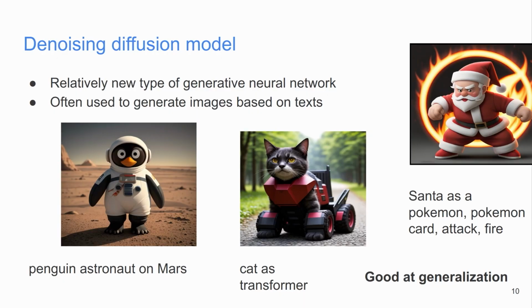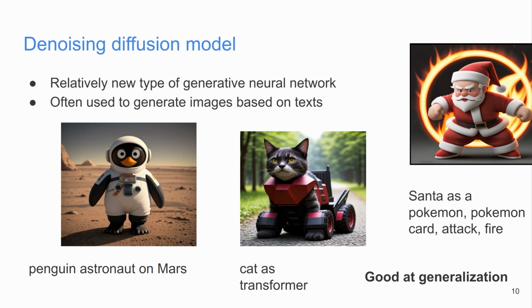So using an ensemble approach allows you also to take into account this uncertainty. Okay, and we're using here a denoising diffusion model, which is a new type of generative model. It's really fun to play with it. So you can generate images based on text, and they are really good at generalization.